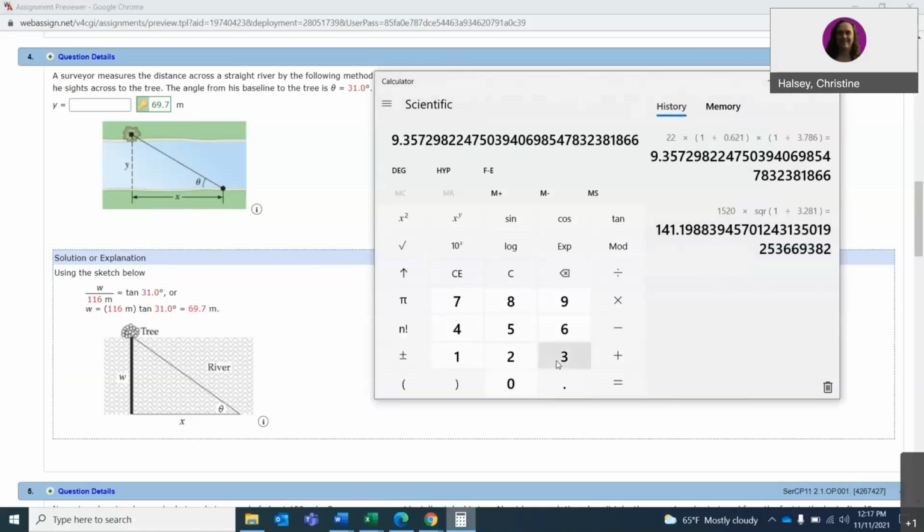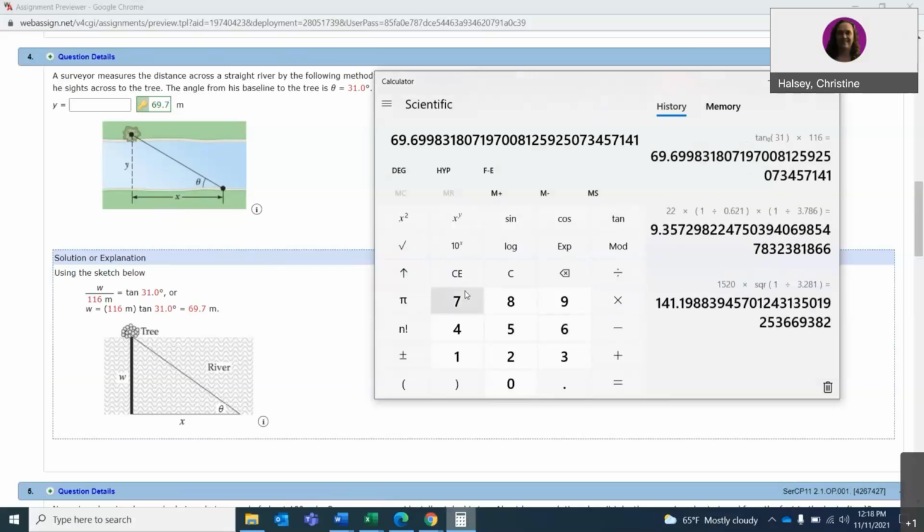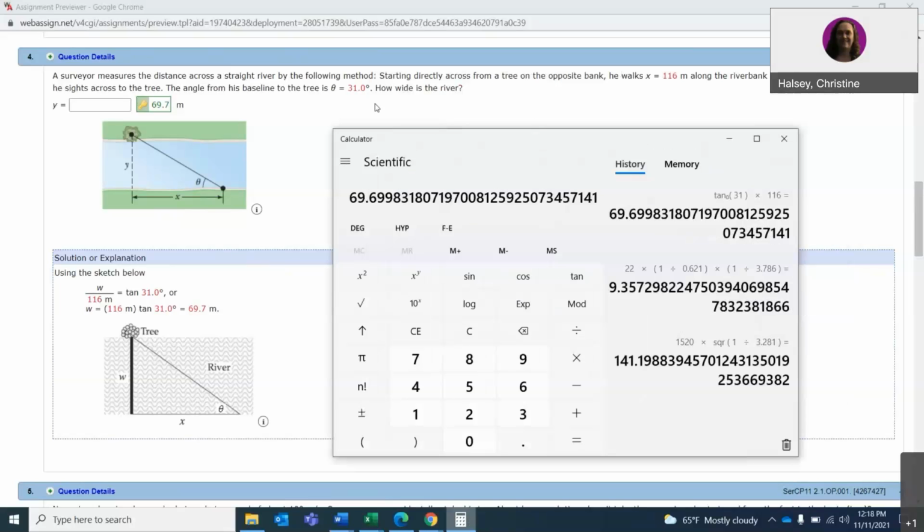All right, so first, I think I got to do it this way. 31 tangent times 116. And again, there were 3 significant figures in both of the numbers in the original problem. So we use those 3 significant figures in our answer. Yes, it ends at 69.69. So since we've got to round up to 3 figures, we would round up the 6 to a 7, so 69.7.